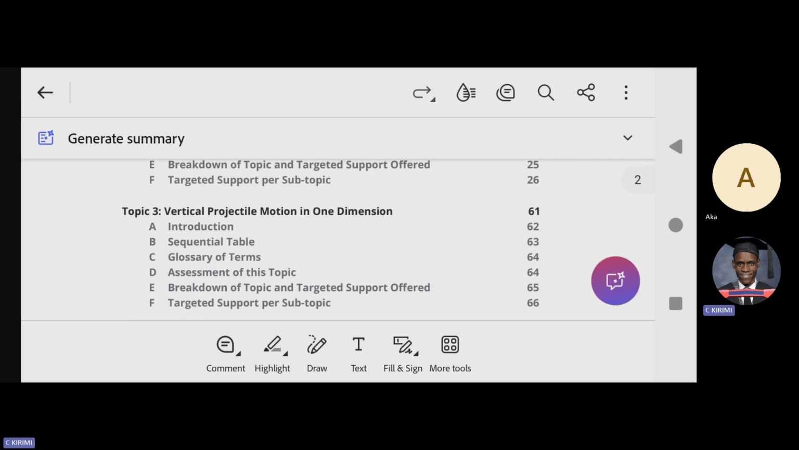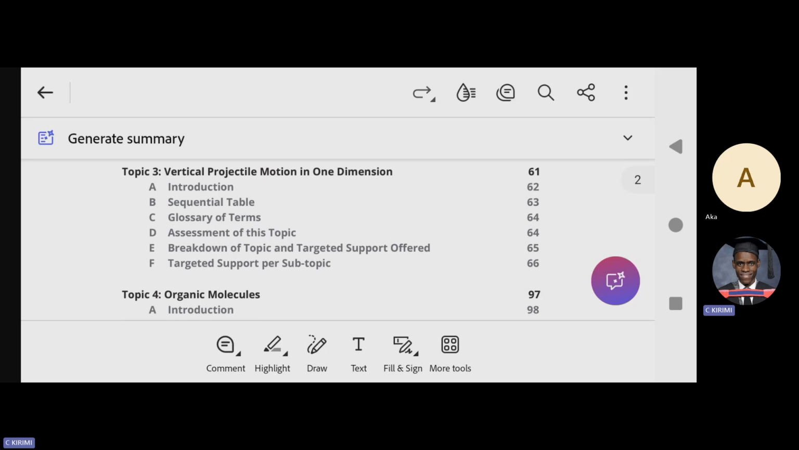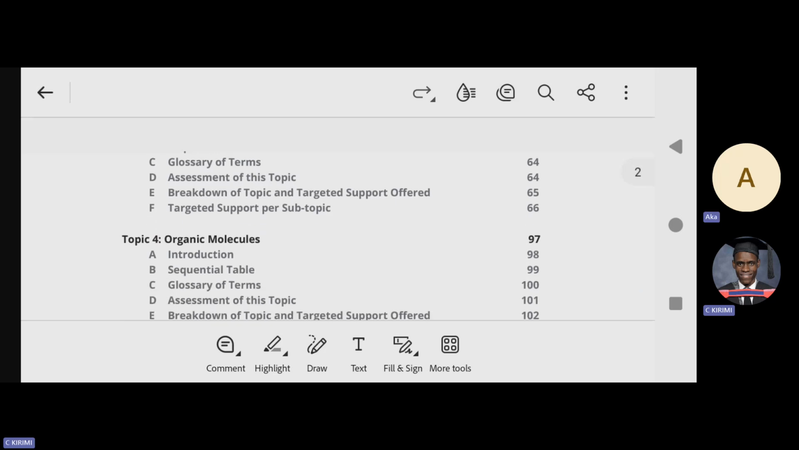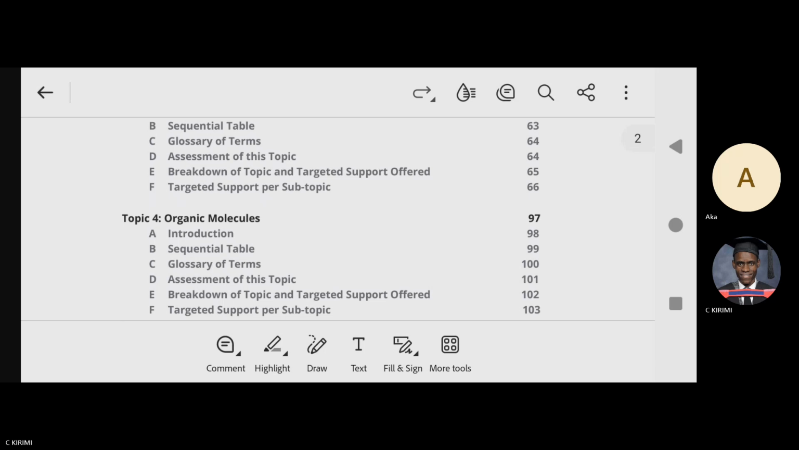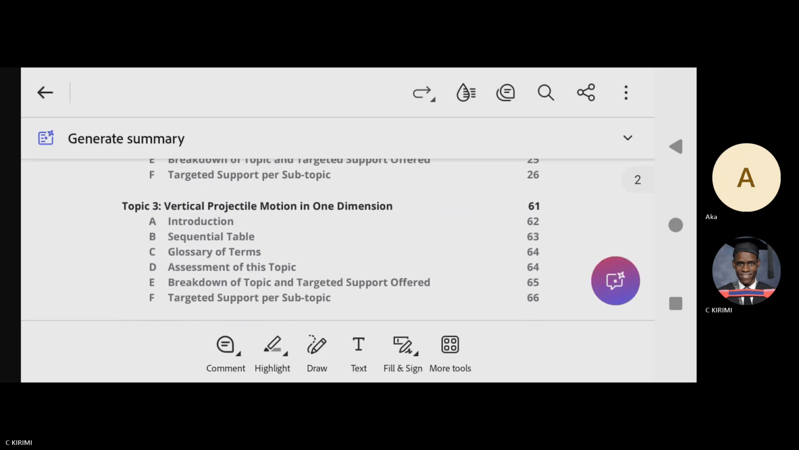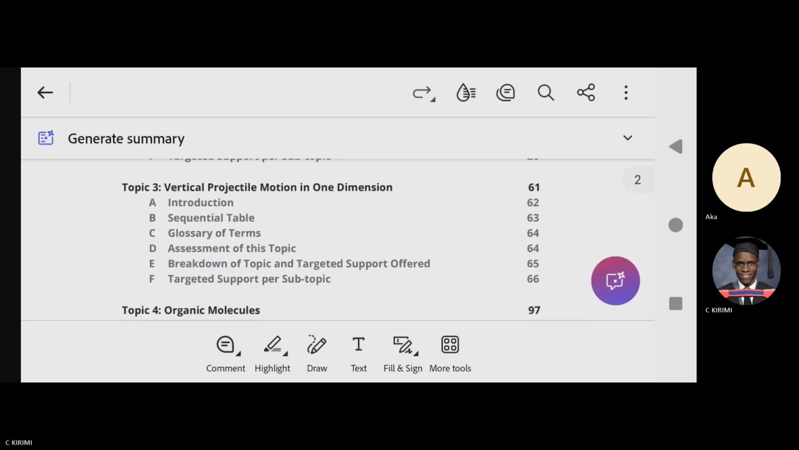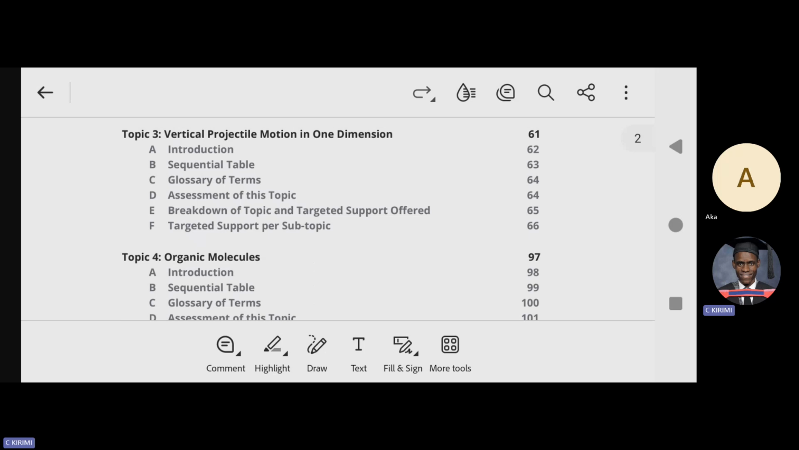So now we are at projectile motion. We are going to pick an example for today, which we are going to work on. Then later we can go to organic molecules, isn't it? What are you doing now at school? What did you do today?